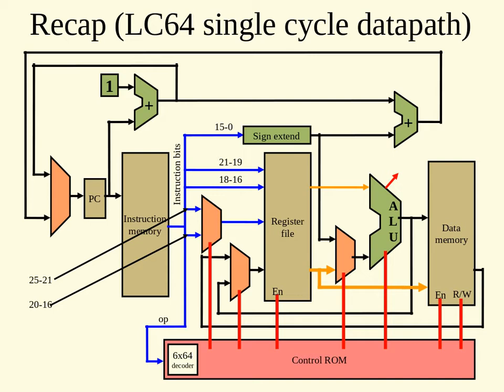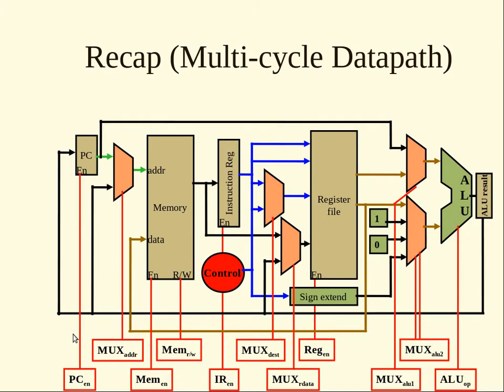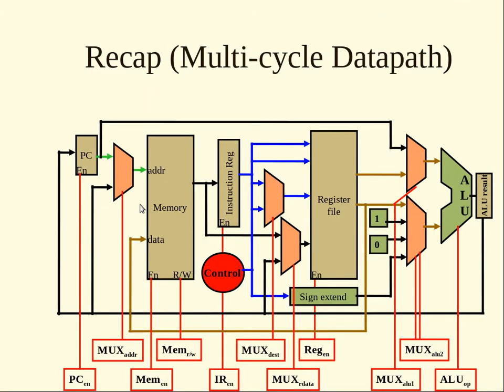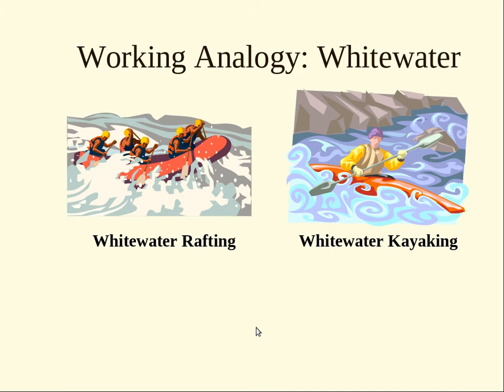Alright, so here's our recap of our LC64 design. I've realized just looking at this that some of these numbers are a little off, but we'll move on for now. The multi-cycle design looks something like this. The big takeaway here is we got rid of our extra adders, but we added a whole bunch of control logic. These slides like to go through a working analogy with whitewater rafting. The author loved whitewater rafting, so we'll stick with it. Or kayaking, depending on what you prefer.